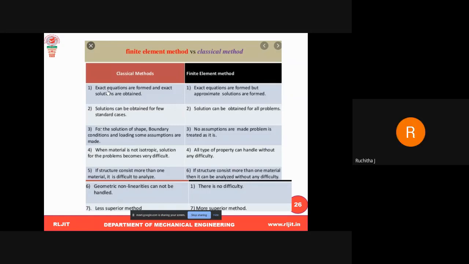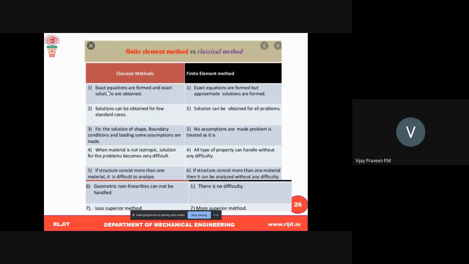Yes, sir. We made some assumptions, but in case of FEM, you need not make assumptions. Whatever realistic condition is there, only that you can take and solve it. So that's why the FEM method gives results realistic to nature, whereas here it is only ideal conditions.